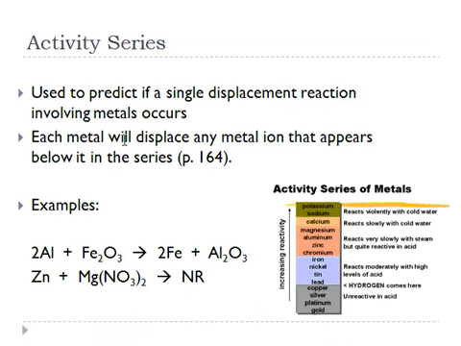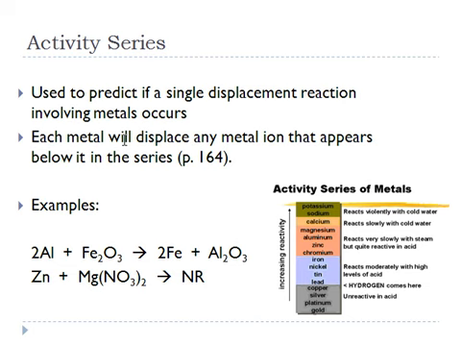The activity series is a really important concept, and this was in the lab that we did the other day. It is used to predict if a single displacement reaction involving a metal will actually occur. Sometimes you will mix these two things together and you will see no reaction. The rule is that each metal will displace any metal ion that appears below it in the series. This is in your textbook as well as on the slide here. You will always be given an activity series. You do not have to memorize it.